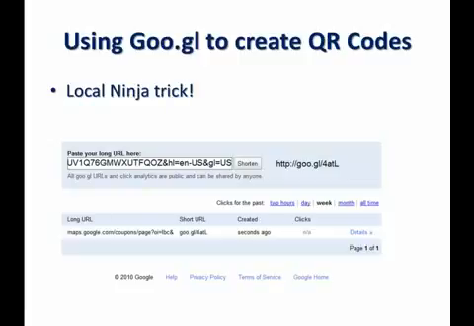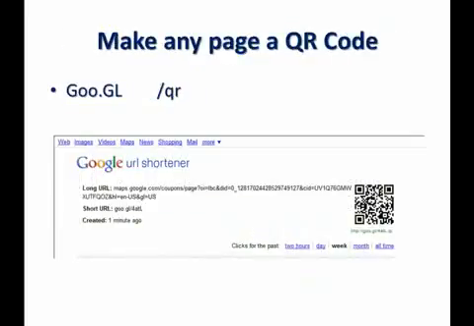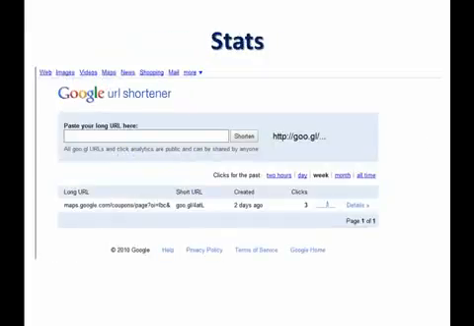So it's a local ninja trick. Watch what happens here. I go ahead and put goo.gl/QR after it. And on the right here is a QR code that actually goes to my mobile coupon. It's very, very cool. The other thing you can see here is that you will also get stats. You can see how many people clicked on your link or your QR code, and when you scan that, it goes directly to that page. Now, what else has Google done for us? Well, let's take a look at this.